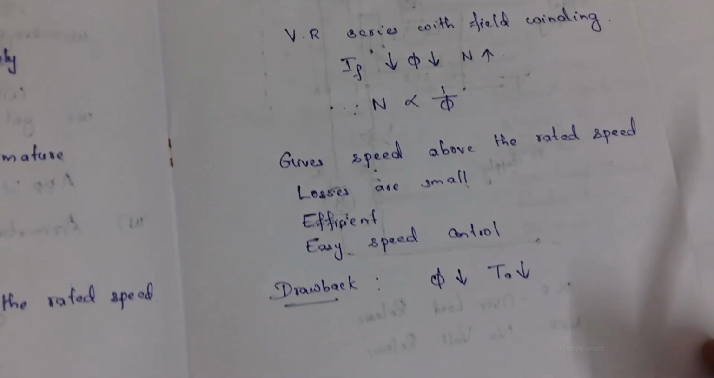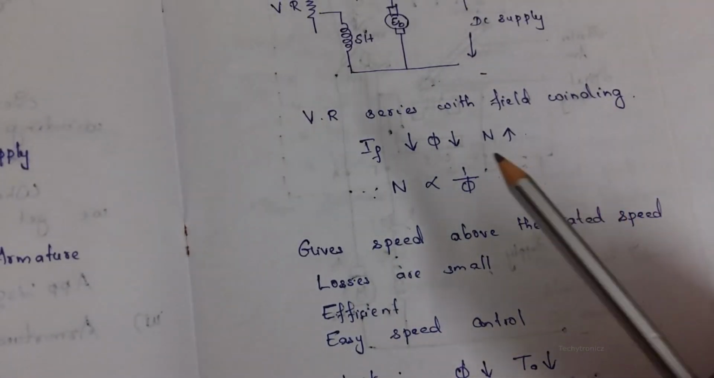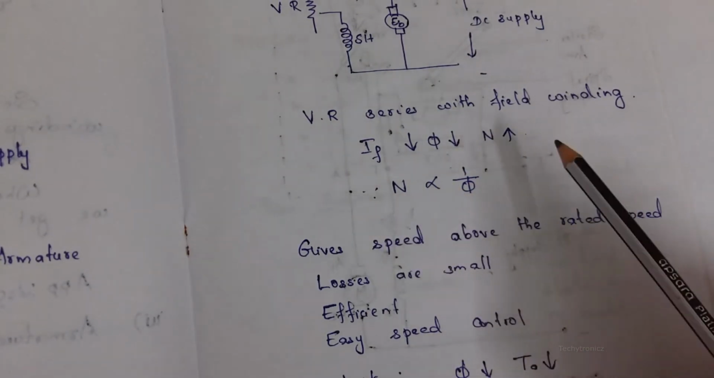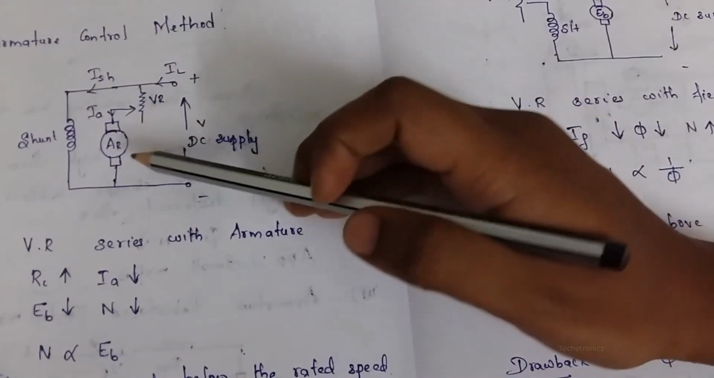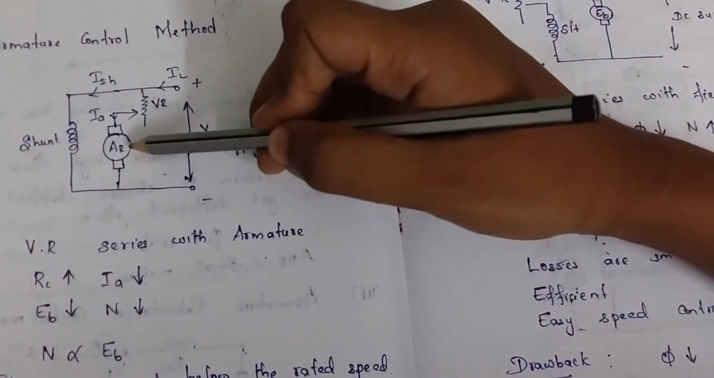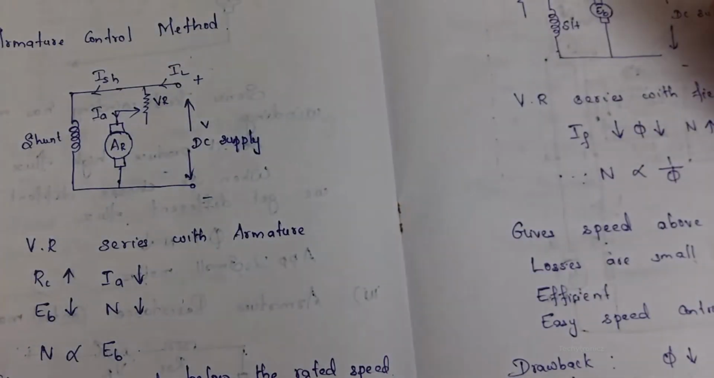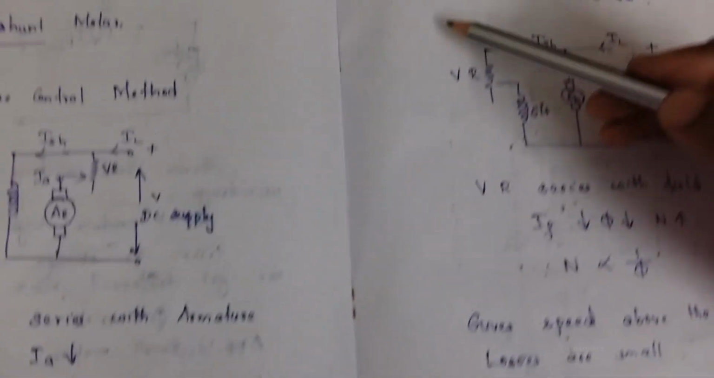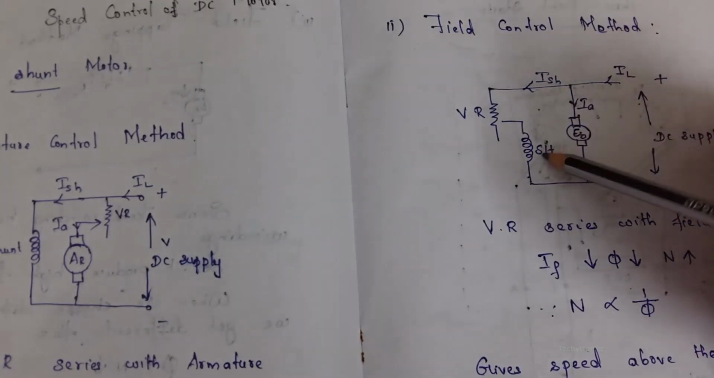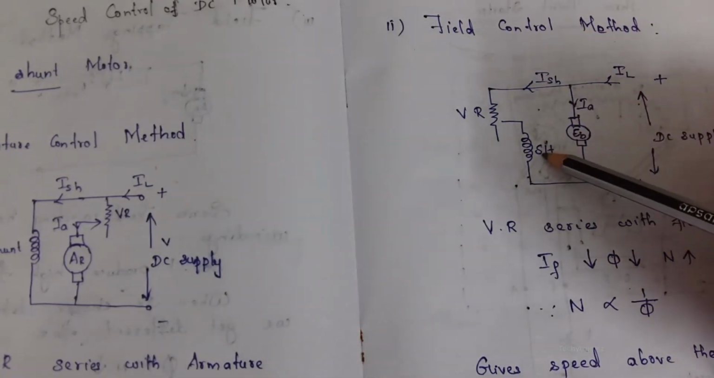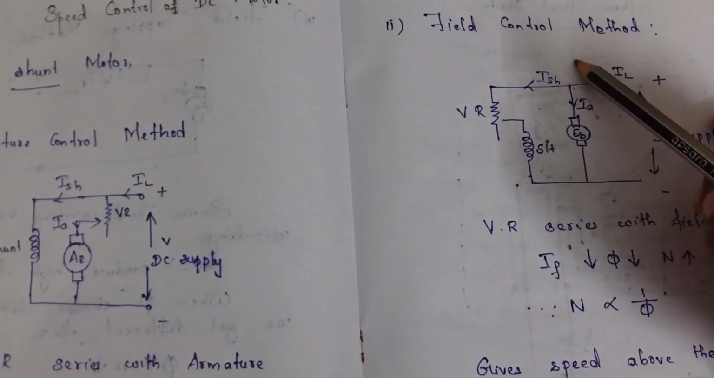Okay, so these are the two types of speed control methods for a DC shunt motor. One is the armature control method and the other one is the field control method. In the armature control method, the armature is connected in series with a variable rheostat, right? In the field control method, from the name itself we can know, the variable rheostat is connected in series with the field winding. There is a difference between the armature control method and the field control method.